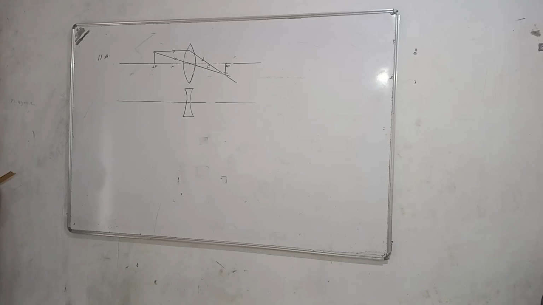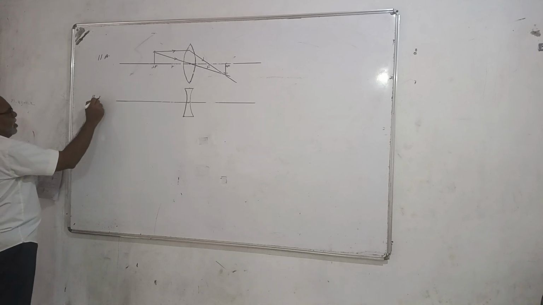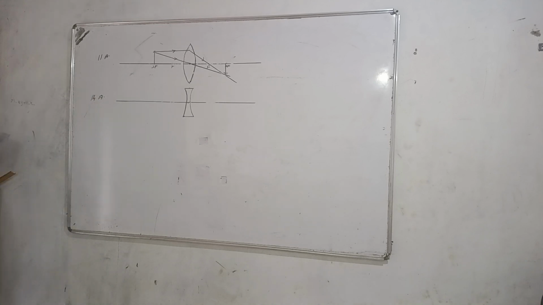14A. Question number 14A. The question is, in the figure, AB is an object placed on the principal axis of a lens L. The image formed by the lens is erect, diminished and virtual. It is a concave lens. Identify the lens indicated in the figure and draw the ray diagram of the image formation.